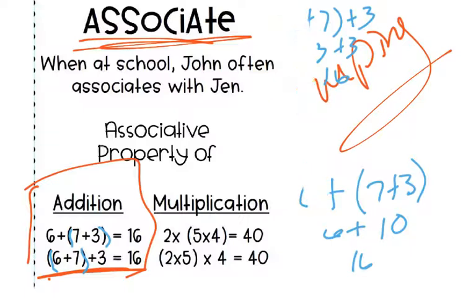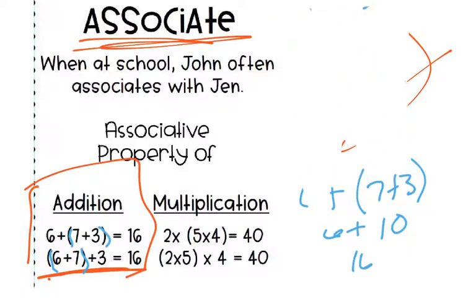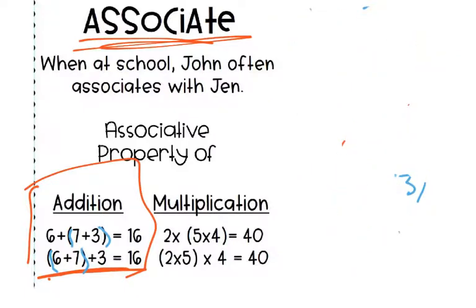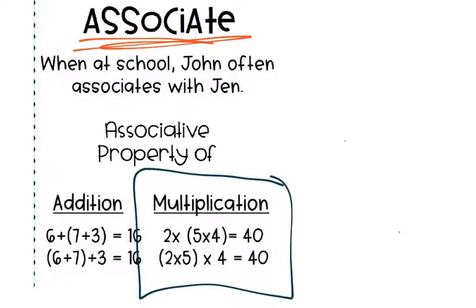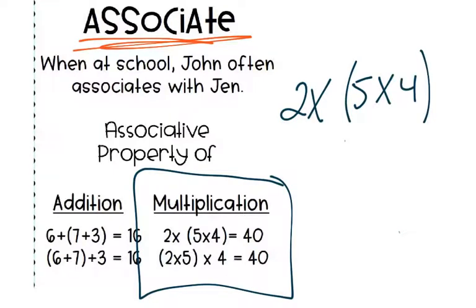So with associative property, you're going to have those grouping symbols, and it won't matter what order you group them in, but you're going to get the same answer. It doesn't matter how you associate the numbers, you will get the same answer. Let's go to the multiplication one now. So same thing with multiplication. If I have 2 times 5 times 4, I'm going to do 5 times 4 first, right? And get 20, and 2 times 20, and I will get 40, okay?